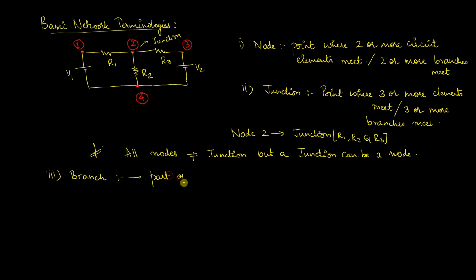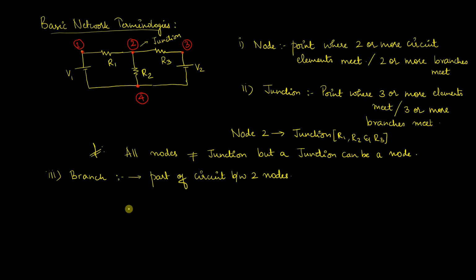What this means is that we have seen whenever you have an active element or a passive element, it can deliver or absorb energy. So wherever you have a circuit element present, it becomes a branch. If you observe here, we have V1, R1, R2 and R3 and V2, which are all circuit elements which are either delivering or absorbing energy. That is why they all become a branch.